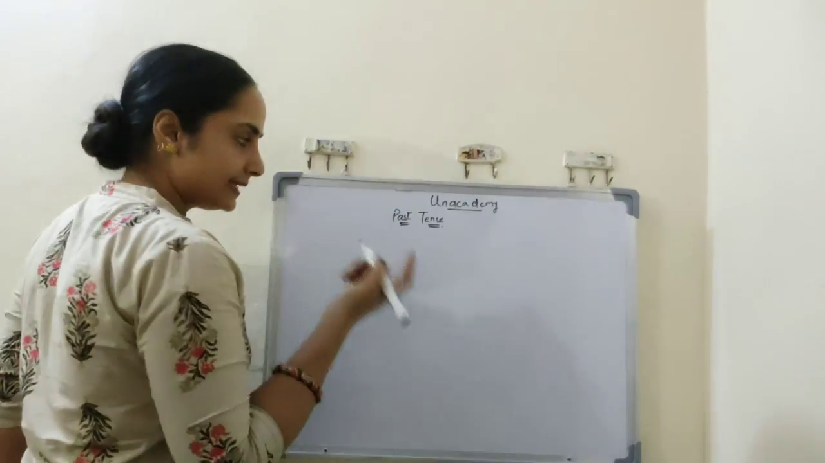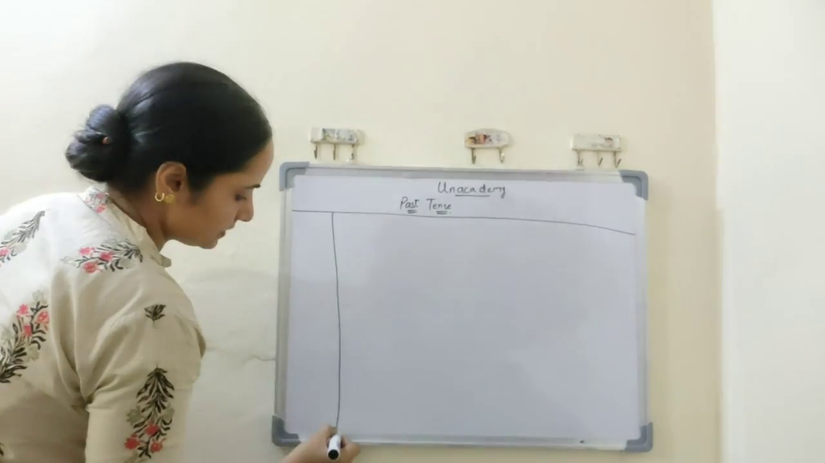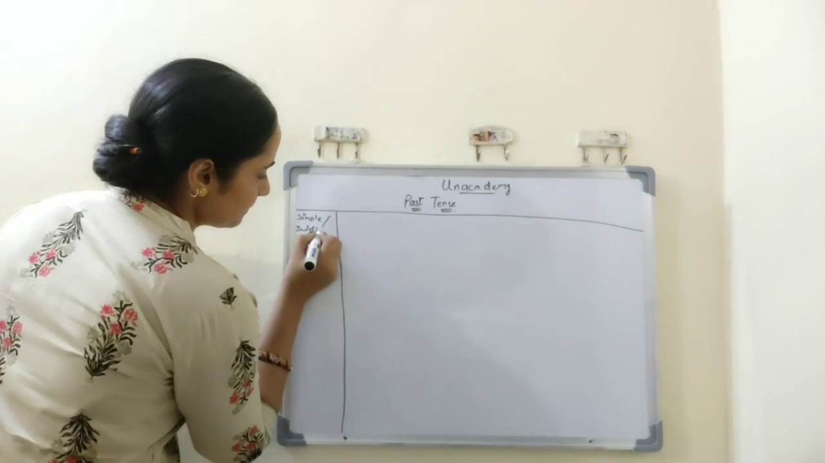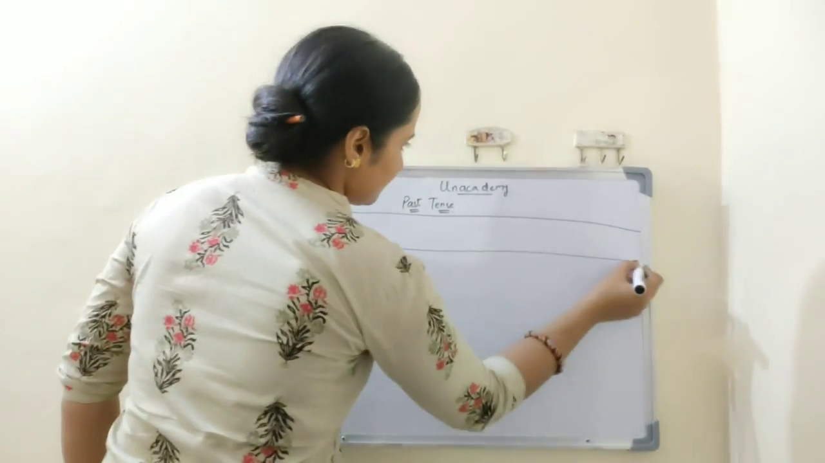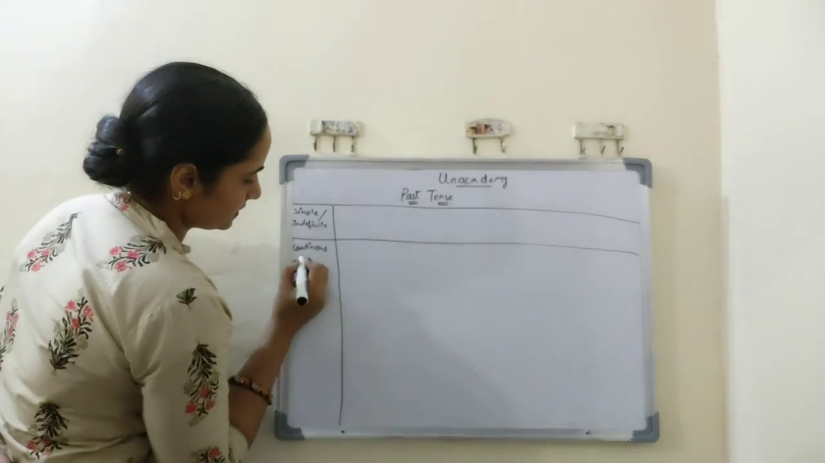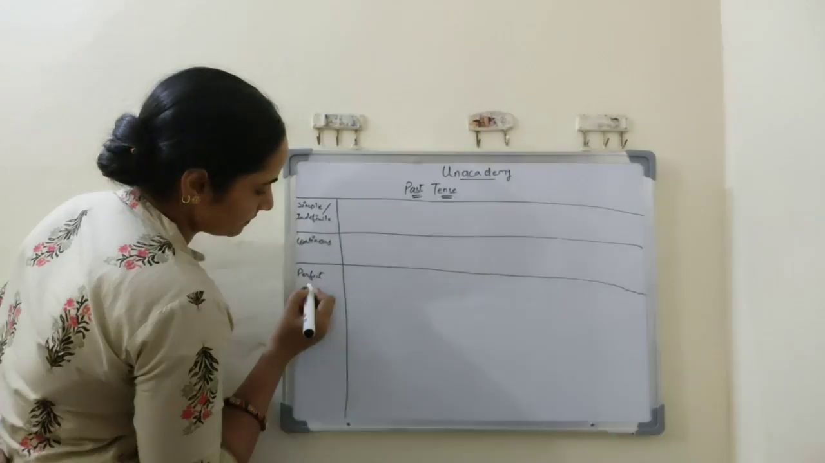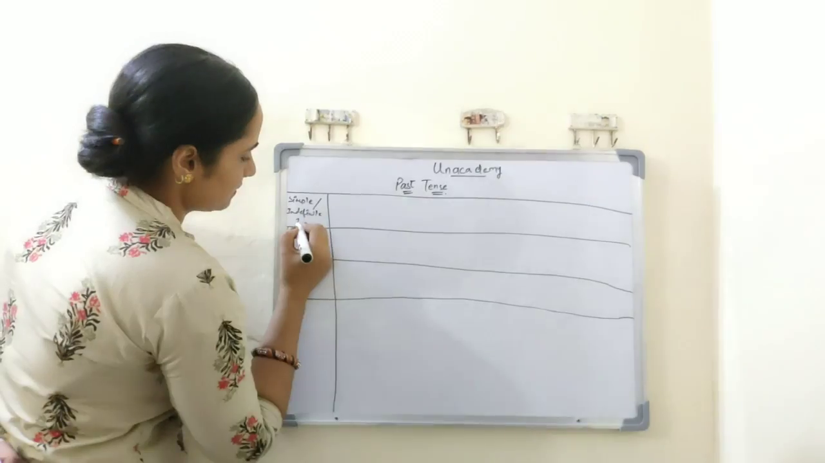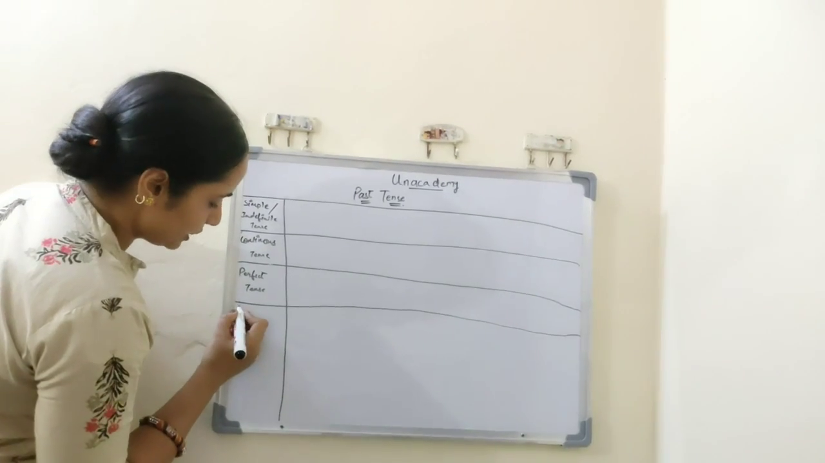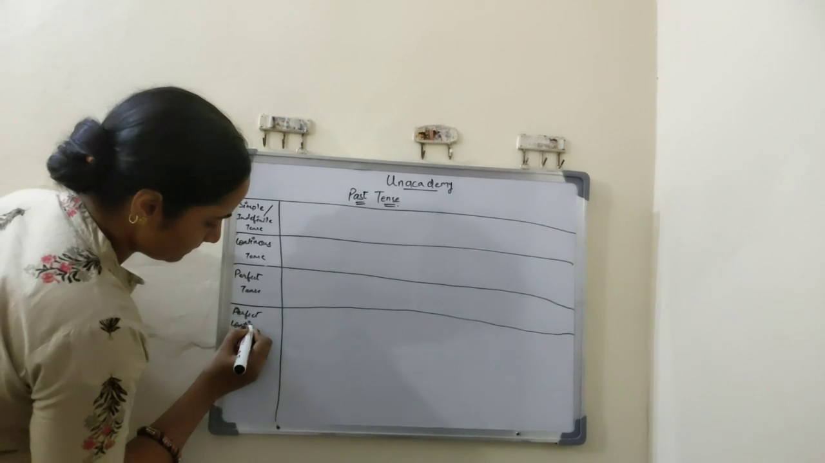Alright, so let's make a table first. That is what I am going to teach you. Okay, how? Let me just tell you. This will be simple or indefinite. Okay. Then we will be having perfect. We will be having continuous. Okay. Done. Then we will be having perfect continuous tense, as you already know.